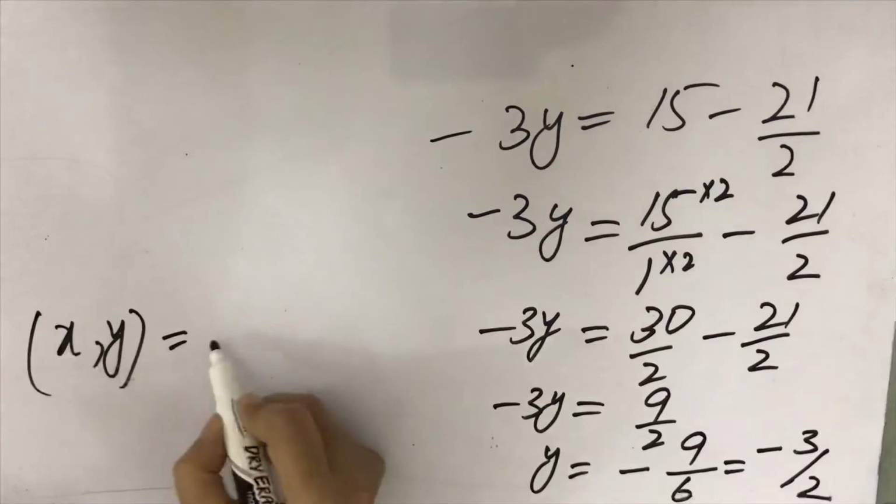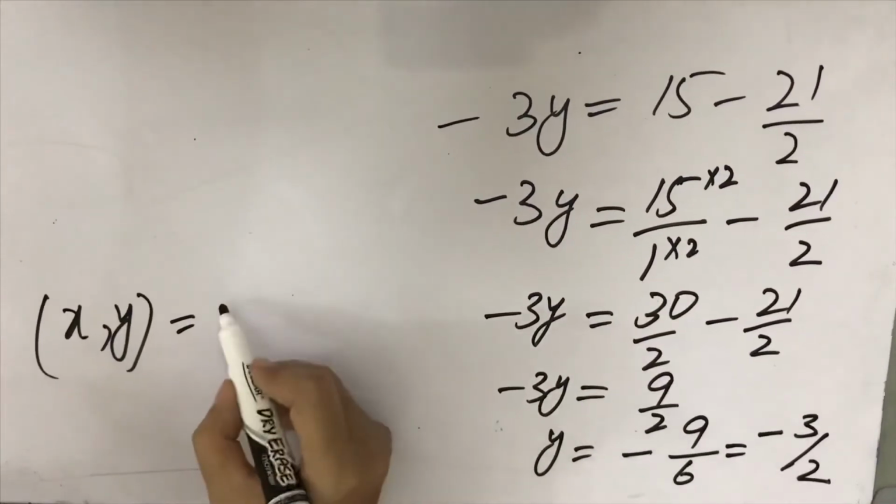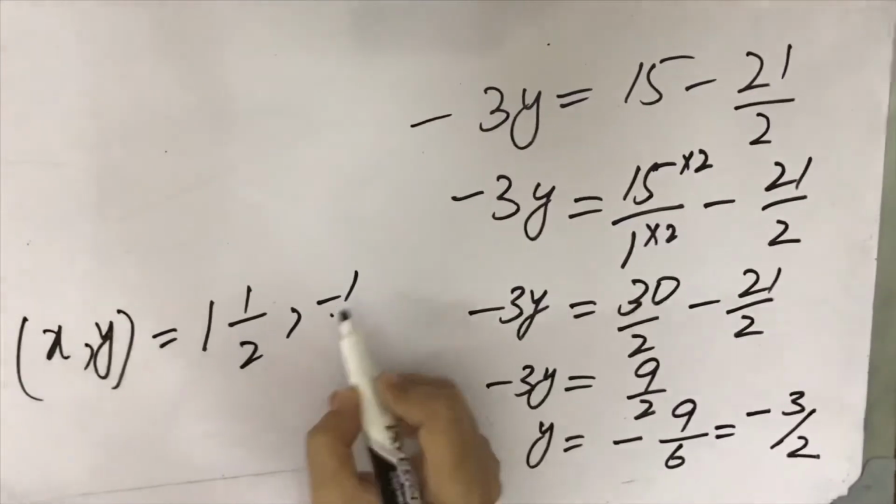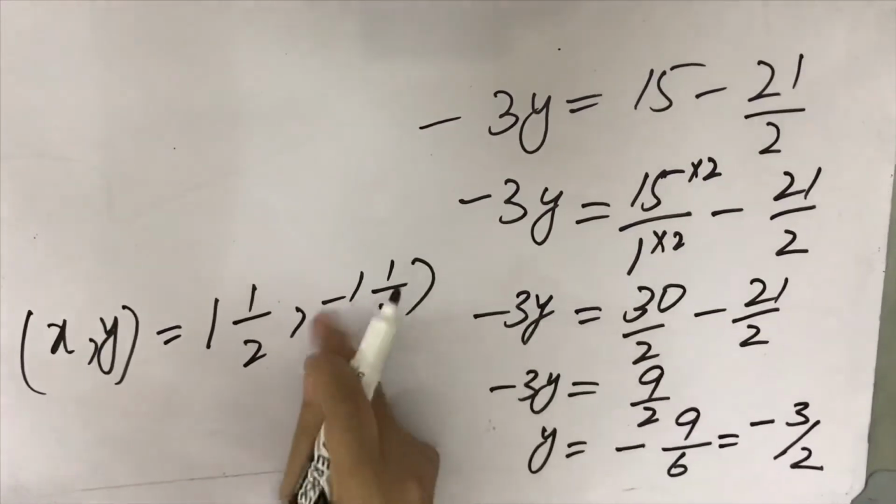1 whole 1 over 2 for x, and minus 1 whole 1 over 2 for y.